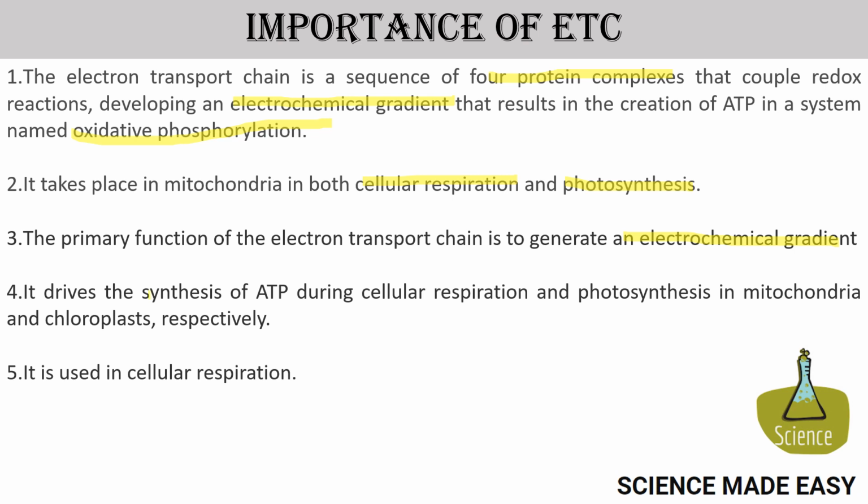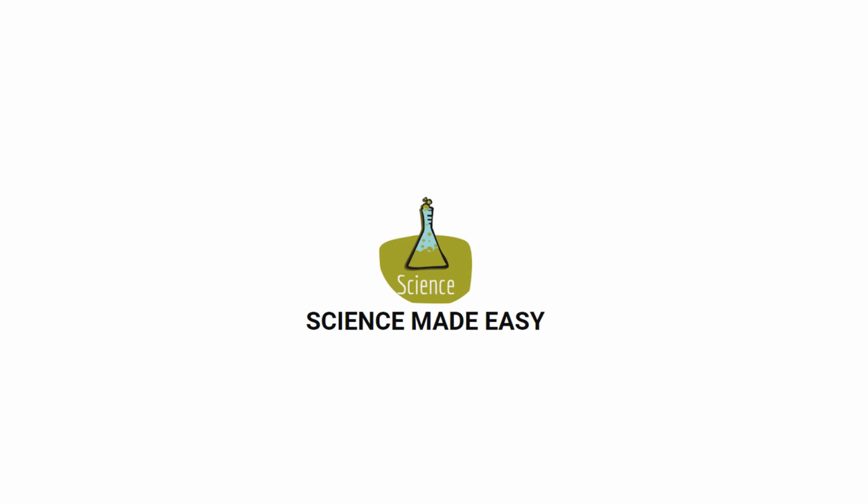and the synthesis of ATP during cellular respiration and in photosynthesis, in mitochondria and chloroplast respectively. So in this way, the whole process of the electron transport chain has been summarized by us.